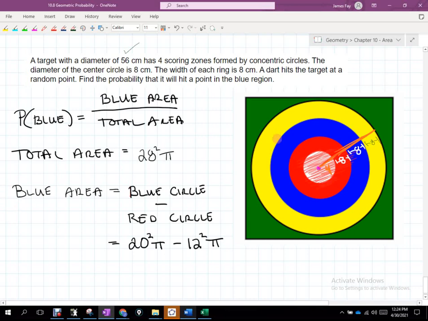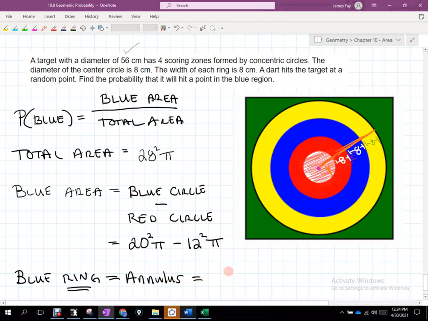So that blue ring, and we talked about this yesterday or the day before, the word ring really isn't a word for a geometric shape. It is actually called an annulus. And an annulus is kind of like, you guys know when I say nuts and bolts, a washer for nuts and bolts. Every washer is an annulus.